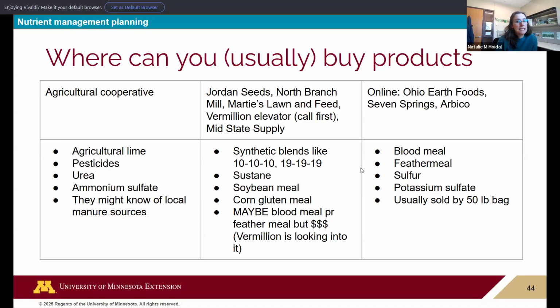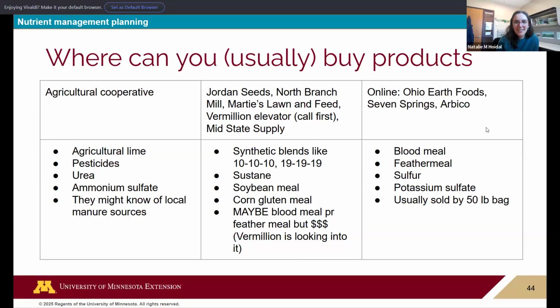There are a number of companies in Minnesota that do cater more to small farms and gardens. So in Woodbury, we've got Jordan's, the North Branch Mill up in North Branch, Marty Lawn and Feed in Monticello, the Vermilion Elevator by Hastings, Mid-State Supply in St. Cloud. There probably are others. These are the places I've started to find. You'll be able to buy synthetic products there. Often you can buy Sustain, that's a composted poultry manure product. You can usually buy soybean meal, corn gluten meal. Those can be sources of nitrogen. Sometimes they have blood meal and feather meal.